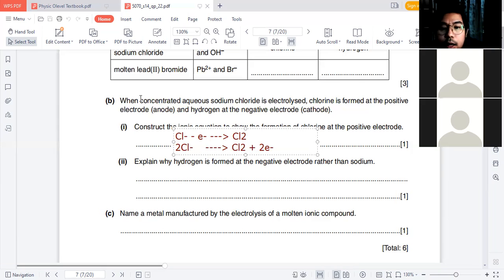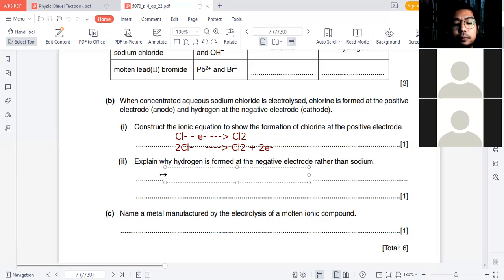Okay, that's good. Now let's see. Explain why hydrogen is formed at the negative electrode rather than sodium. Hydrogen is formed because hydrogen is the least reactive. So is it good? Yes.